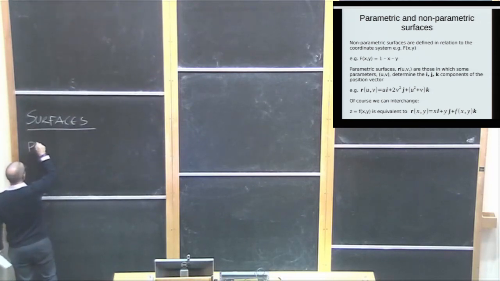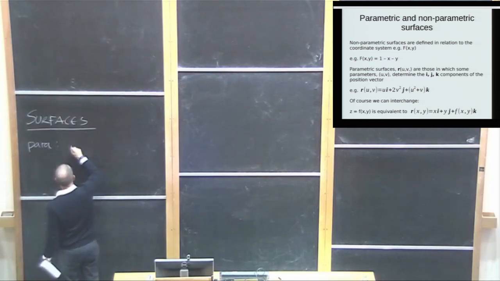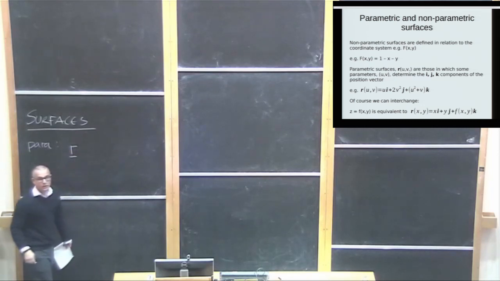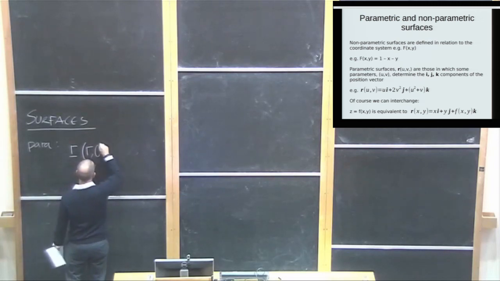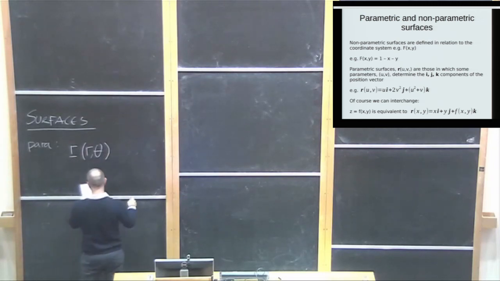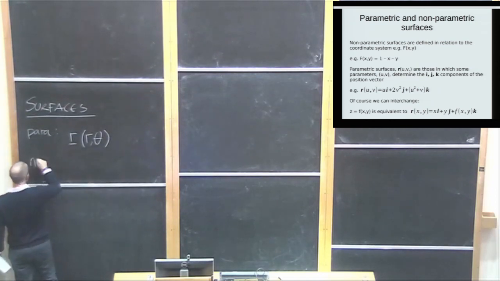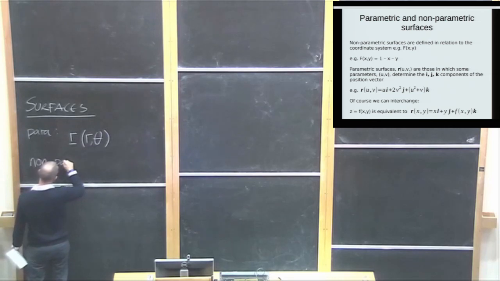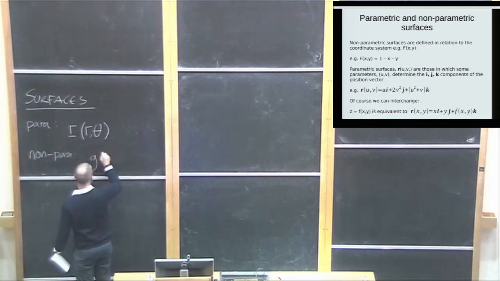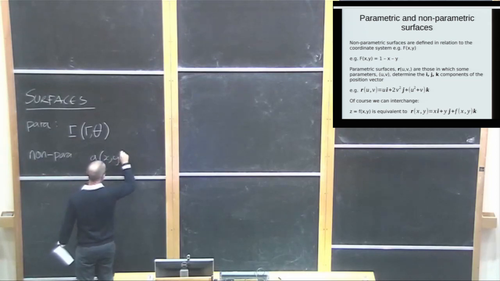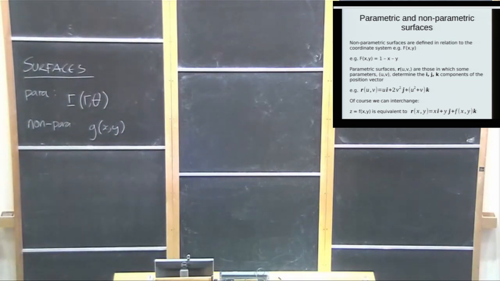An example of a parametrically defined surface would be something like the position vector to a point on the surface given by two variables, say r and theta, or non-parametrically, where a surface is, for example, simply defined as a scalar value as a function of x and y.